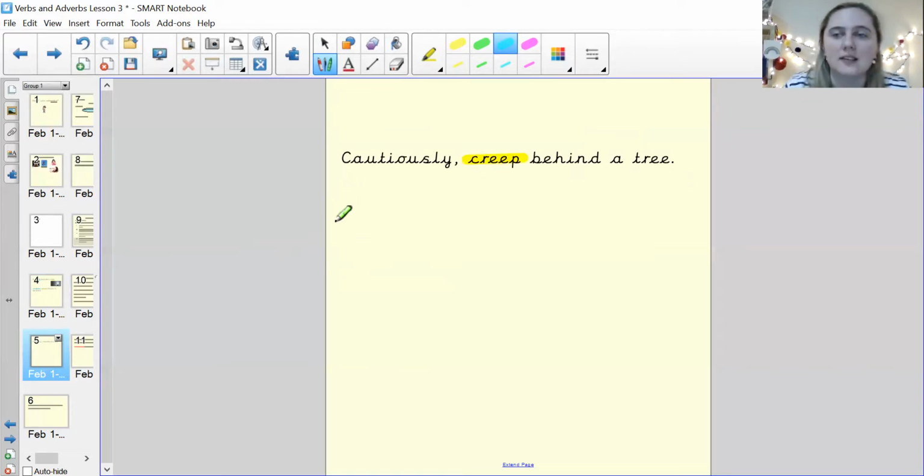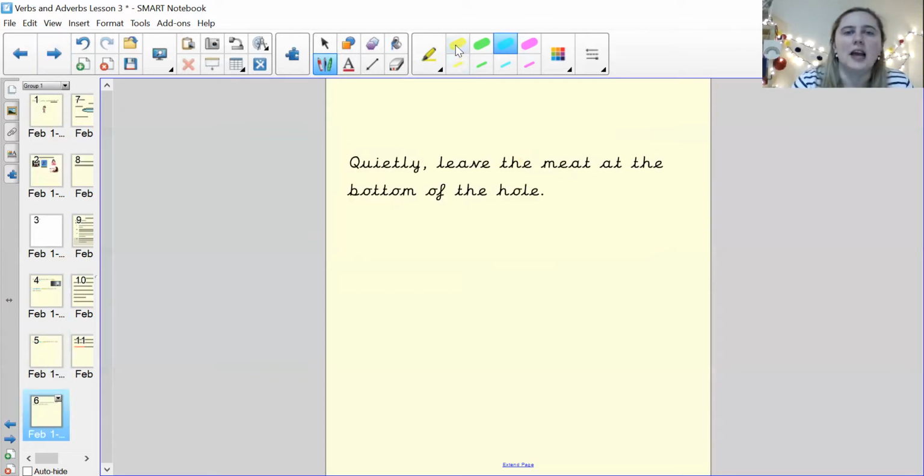So let's read the sentence again. Can you tell me which word is the adverb? Cautiously creep behind a tree. Which word tells us how to creep? Fantastic. Cautiously. Cautiously creep behind a tree. Well done. Okay.